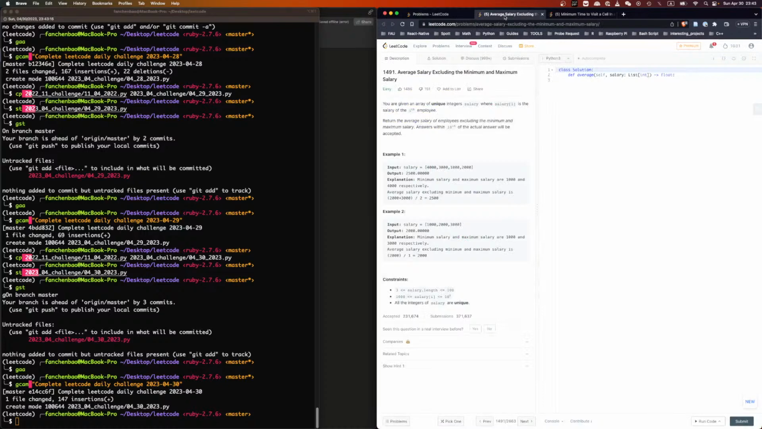Average salary excluding the minimum and maximum. You're given an array of integers. Salary is the salary of the ith employee. Return the average salary of employees excluding the minimum and maximum.